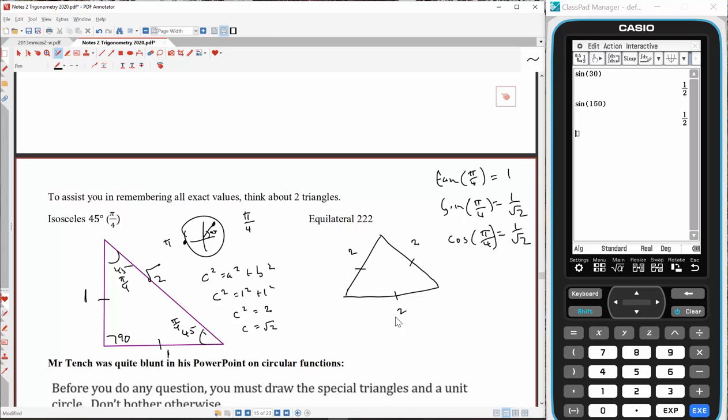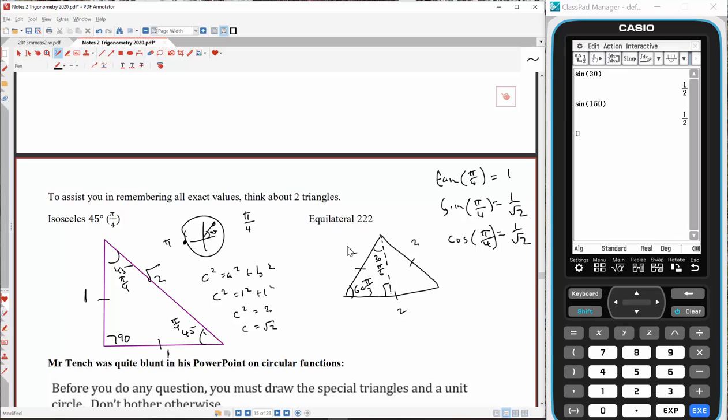2, 2, 2 is our side lengths. All right, now what we do is we split that, noting that for an equilateral, that's 60, that's 90, and that will be 30. Right, let's write our radians equivalent to 60. So 60 is 180 degrees split into 3 parts, or pi split into 3 parts. That's pi on 3. And 30 degrees is pi on 6. It's 180 degrees split into 6 parts, so pi on 6.